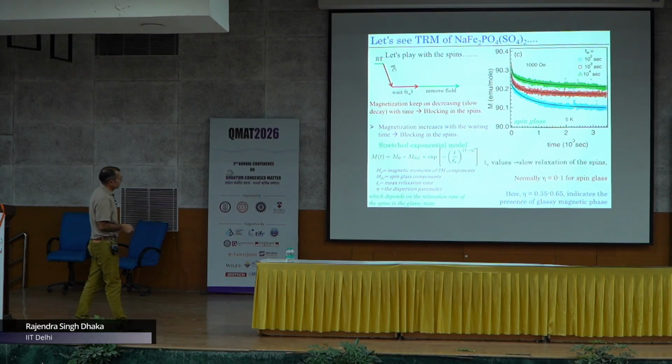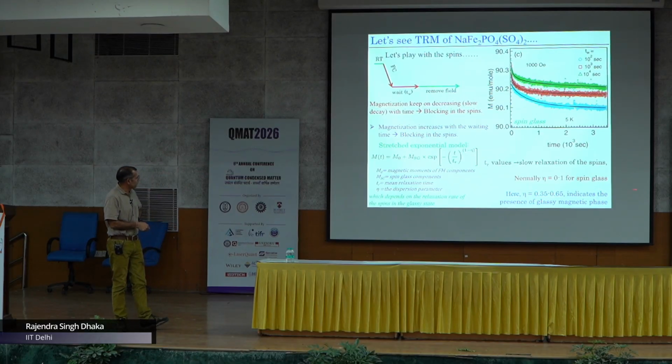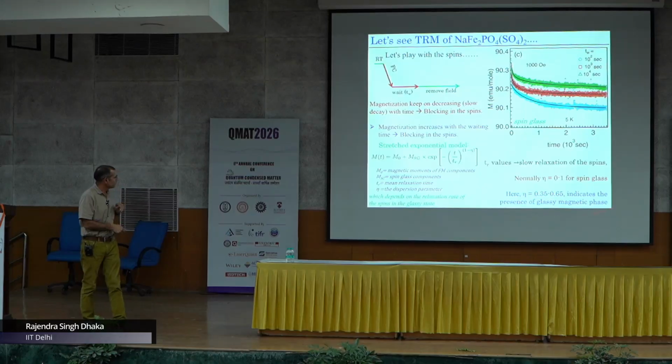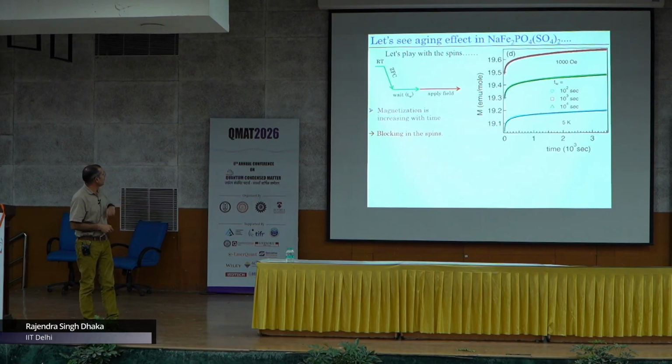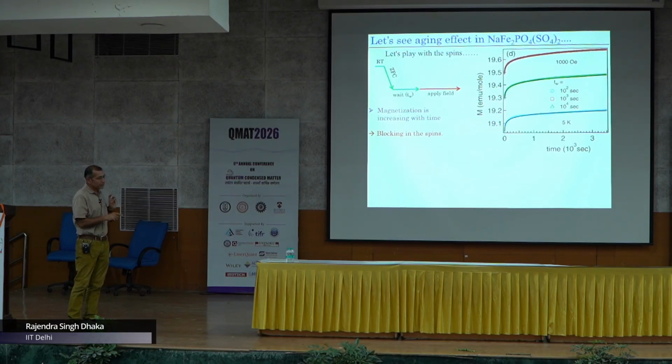And from these values of tau and eta, what we found out is that these values are lying somewhere which is suggesting a glassy magnetic phase. Again another measurement, what is called the aging measurement, where we do something a little bit different, or what you can say opposite to what we did before. So, we actually cool the sample in zero field, then wait for some time and then apply the field and measure the magnetization. Okay.